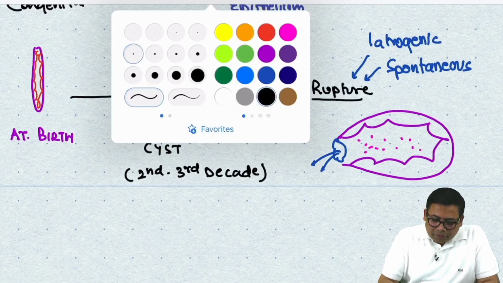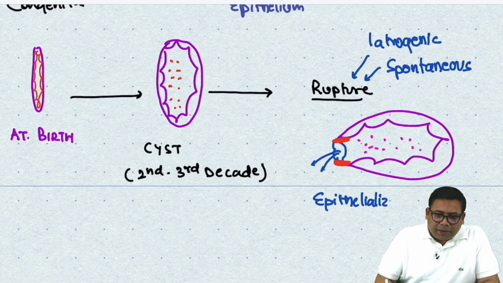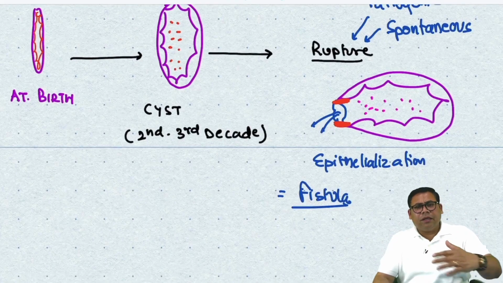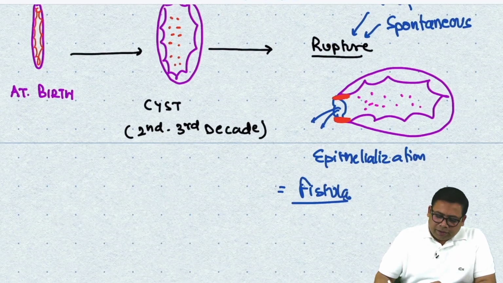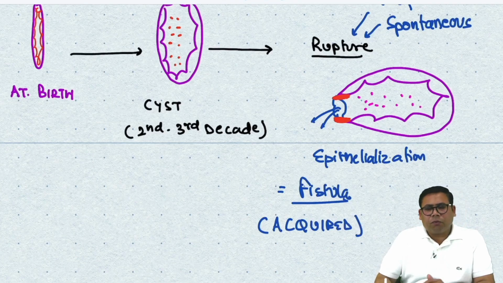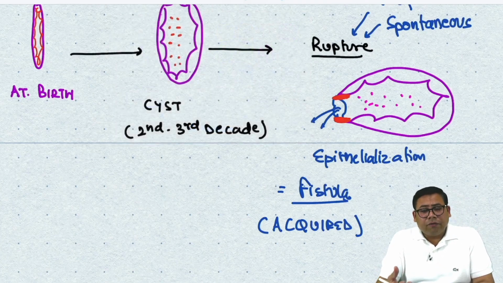So over time, slowly and slowly, this surface becomes what? Epithelialized. So there shall be epithelialization of the orifice. And once there is epithelialization, this actually converts itself into a what, students? A fistula. So intermittent discharge happens, and then there is a persistent opening. So the cyst is congenital, but the fistula is acquired, and it is acquired because of either a spontaneous rupture or an iatrogenic rupture. Now this is very important.